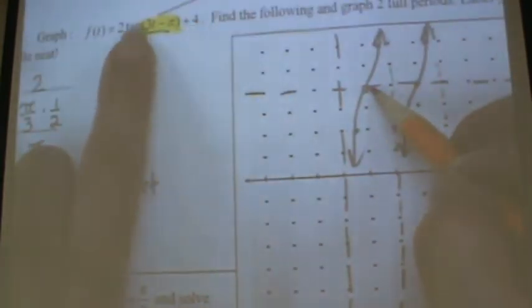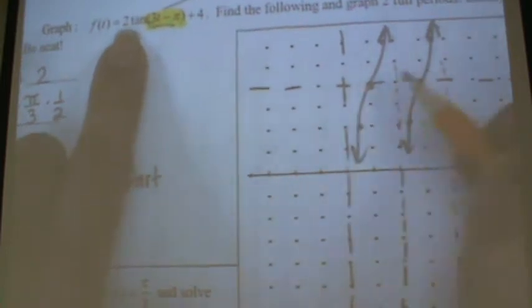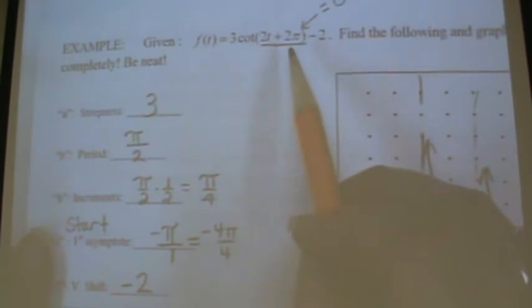So draw your asymptotes and then do your vertical shift 4 up, and your steepness is 2. In the middle, go up 2, in the middle, go down 2. So this is 2 full periods. What's the difference between this one and tangent? Or cotangent, I'm sorry.